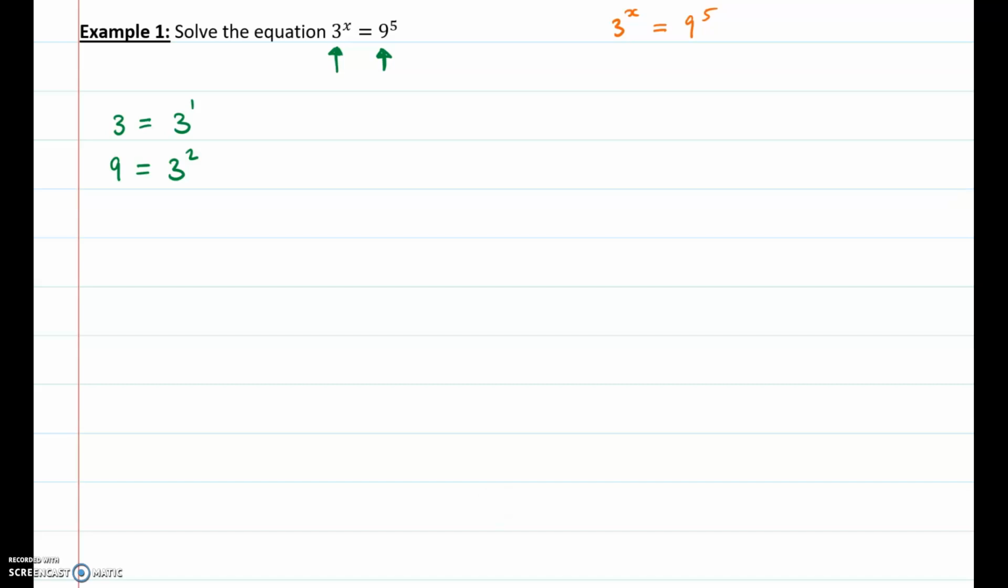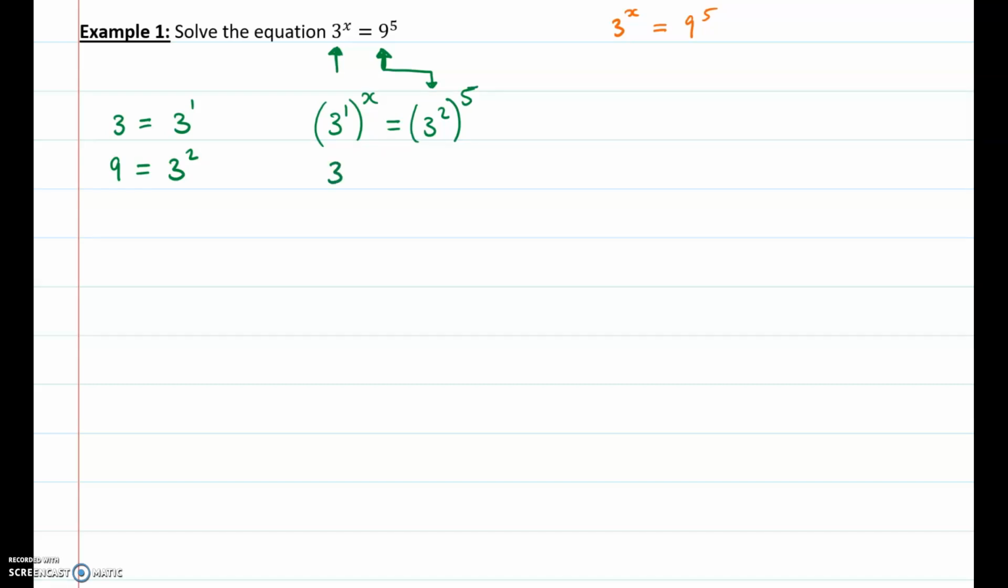So let's replace the 3. Okay, we're going to replace that 3 with 3 to the power of 1. And that's raised to the power of x. And we're going to replace the 9 with 3 squared. So 3 squared, and the 9 was to the power of 5, so that's to the power of 5.